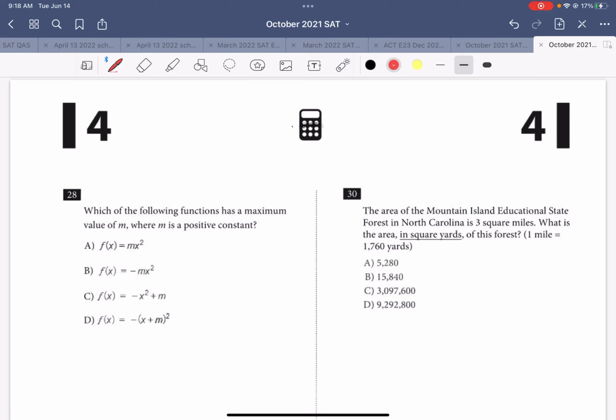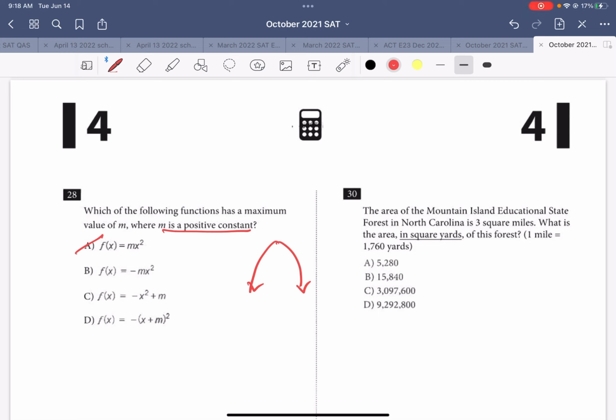Now let's move on to number 28. Which of the following functions has a maximum value of m? m is a positive constant. If you look at that, they're all quadratic. So to have a maximum, your parabola should open downward. And they said m is positive, not positive open up. So it should be a negative value.